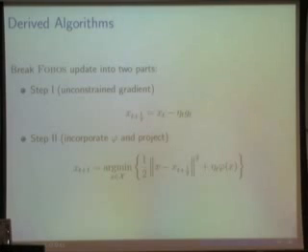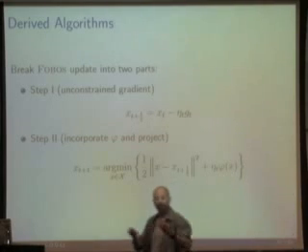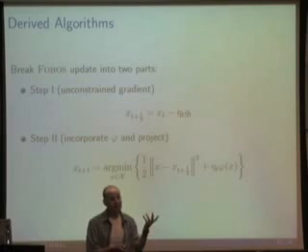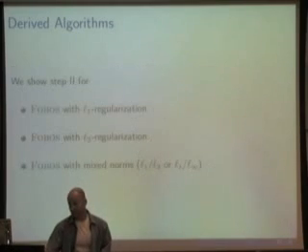Step 1, which I denote as t plus 1/2: just do an unconstrained gradient descent. Step 2, make a quadratic approximation, incorporate the regularization without any approximation as is, and just perform this projection operation. That's a general apparatus, because I still haven't specified what is phi of t, and how the algorithm looks.